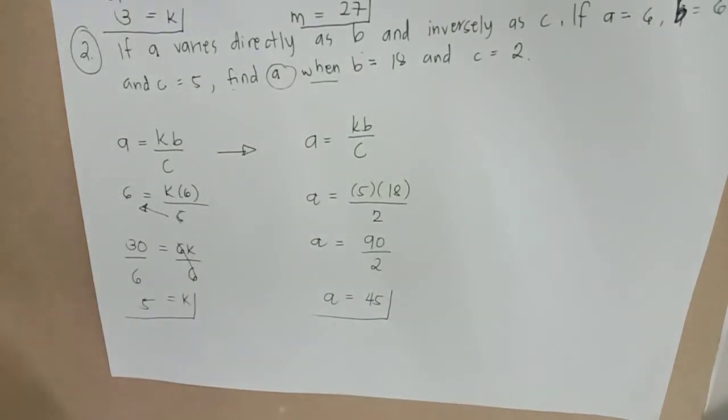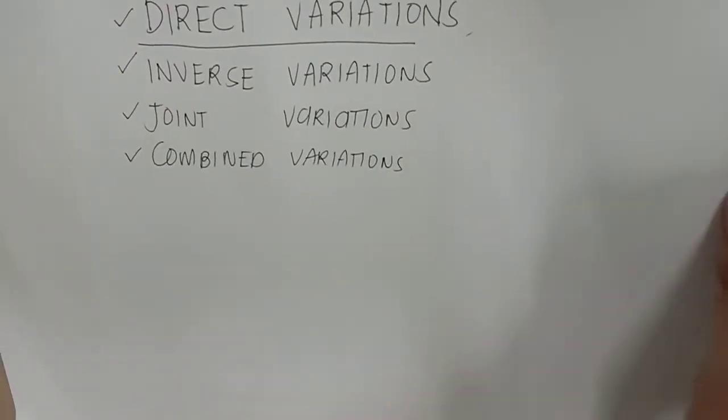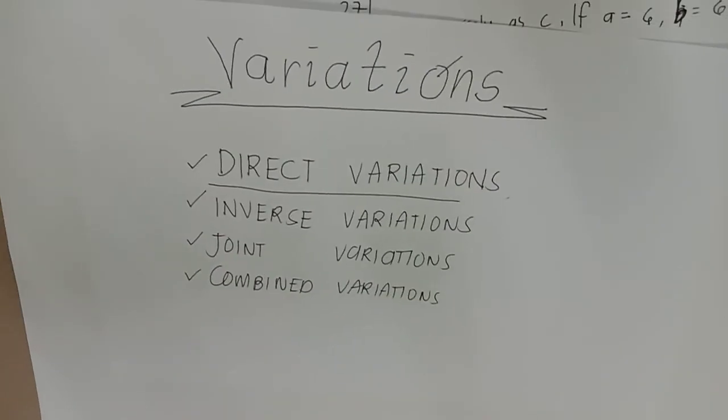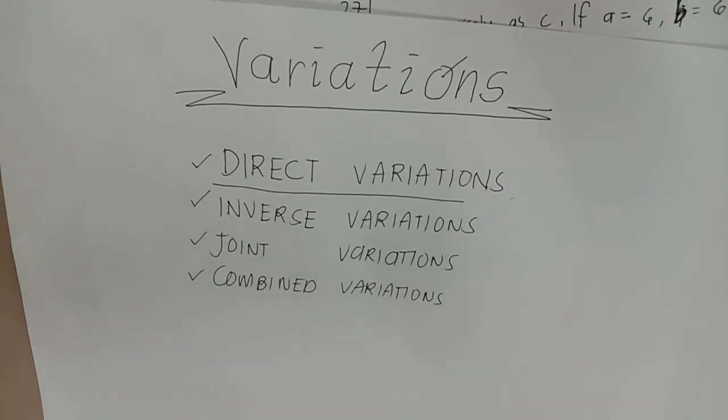So, ganun po. Ganun po ang pag-solve ng variation. So, we have 4 types of variations. Namely, direct, inverse, joint, and combined variation. I hope that this video will help you to learn more about the types of variation.